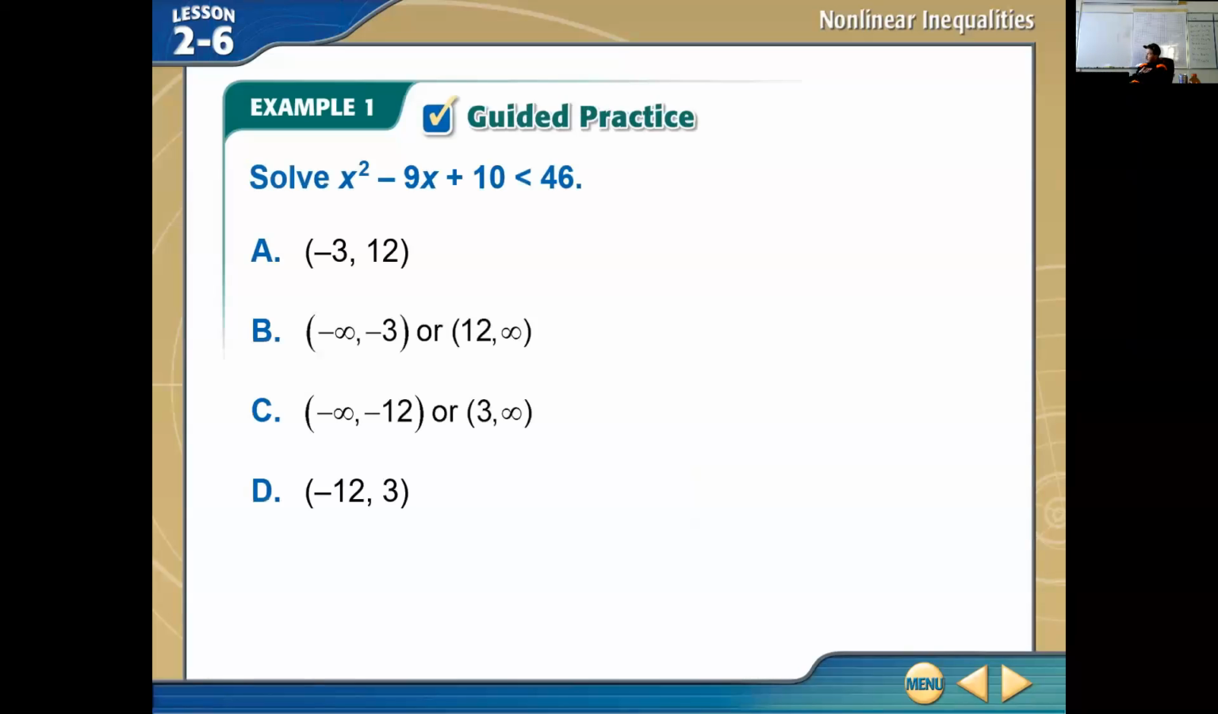Okay, here's a little bit tricky one. Okay, but we can handle it the same way. So what it's asking you is the polynomial x squared minus 9x plus 10, what x values, when plugged in, are going to be less than 46?